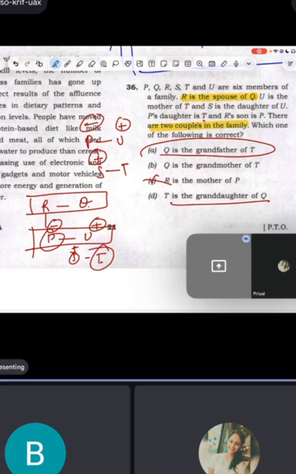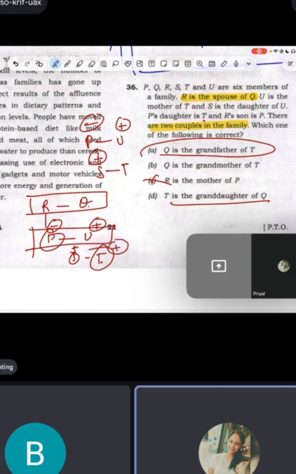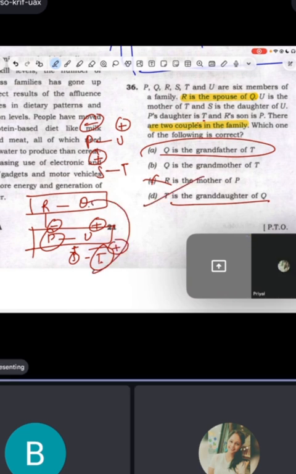T's gender is there. P's daughter is T, yes. So it means D is right. Because I don't know the gender of Q and R actually. Because they are spouses. Spouse means what? I don't know who is female and who is male. So it's just common sense. So yeah, the answer will be D.